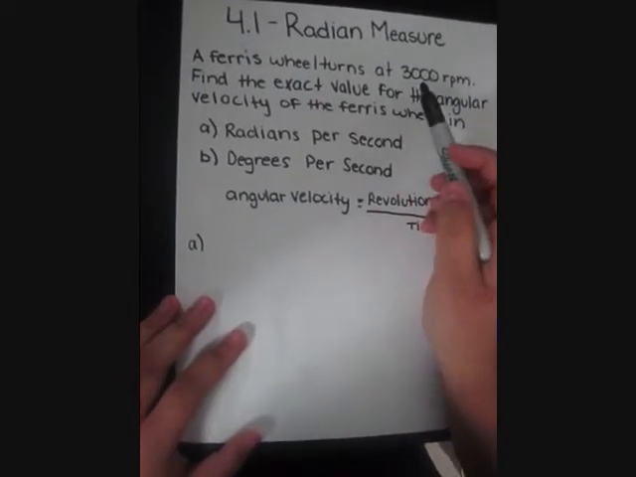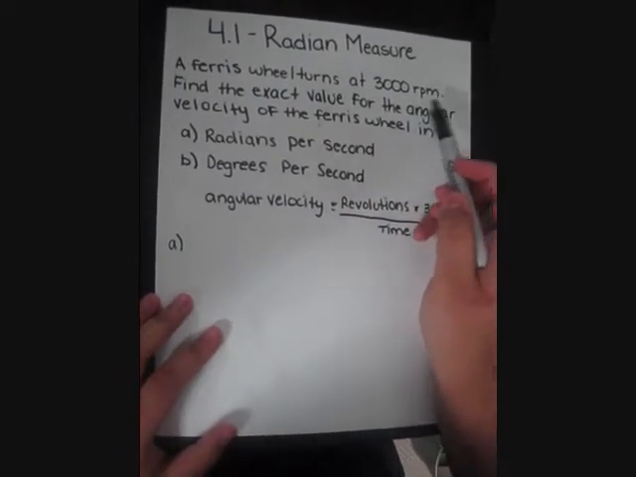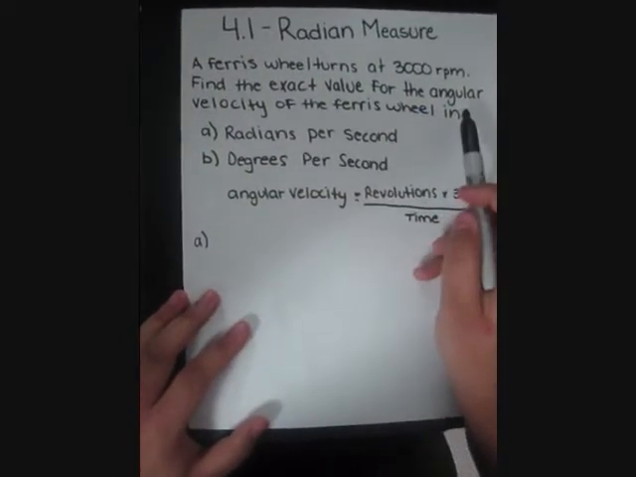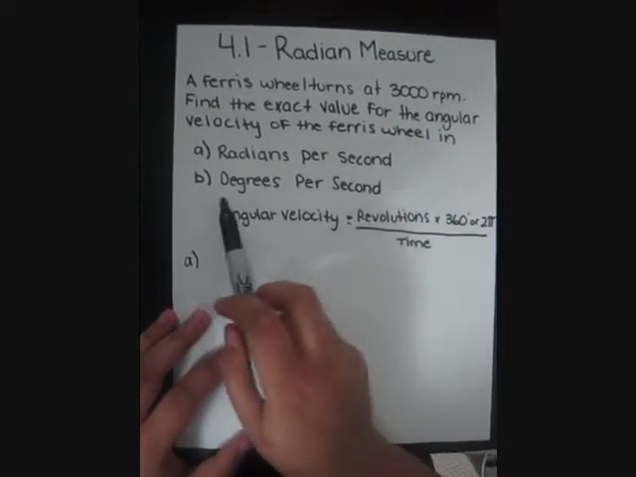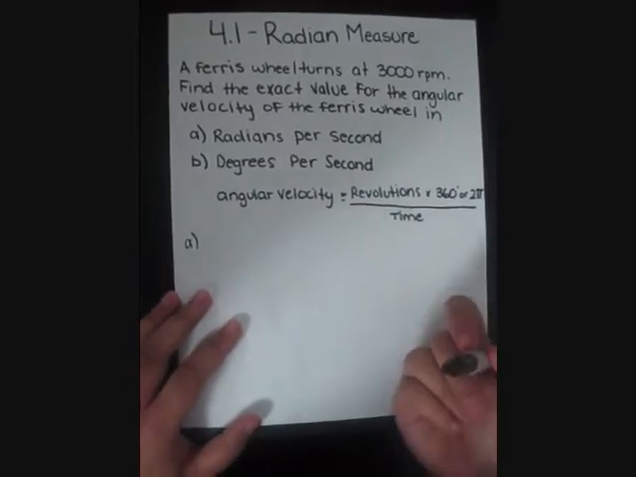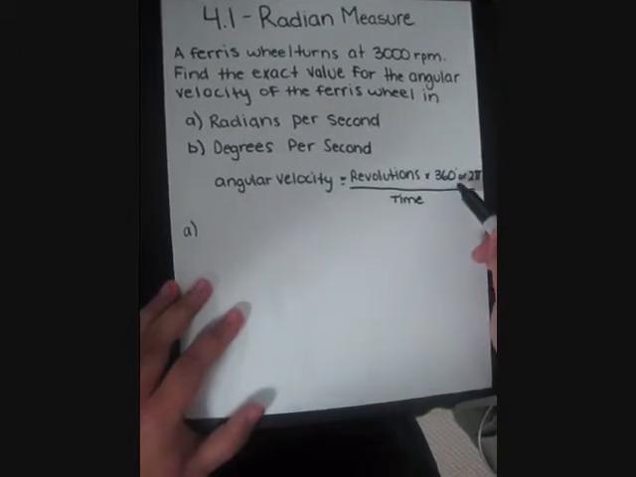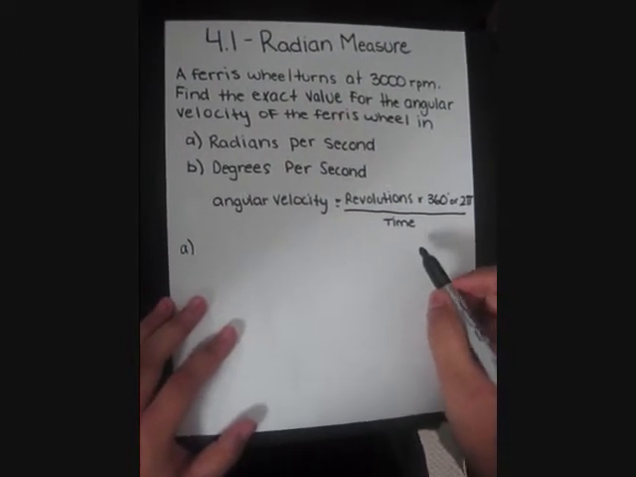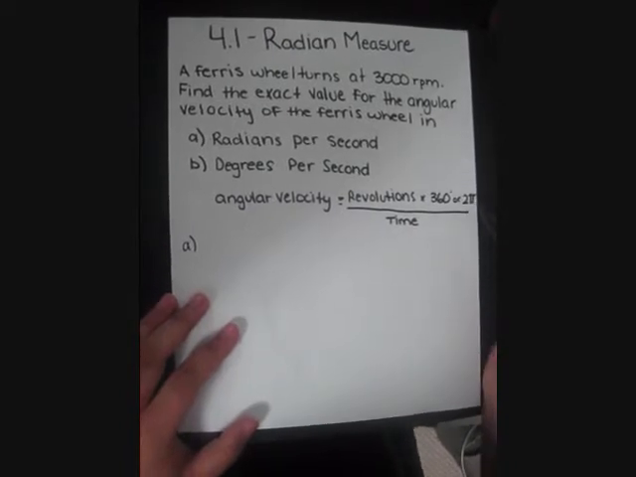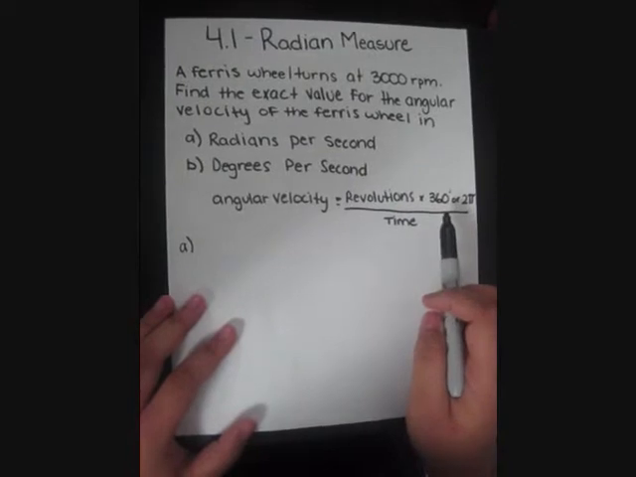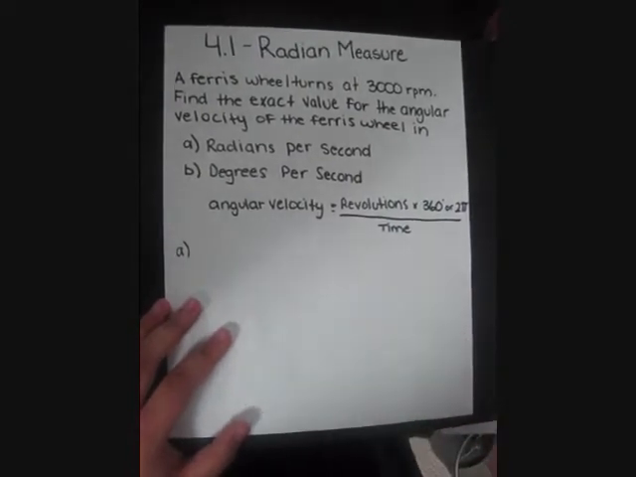A Ferris wheel turns at 3,000 revolutions per minute. Find the exact value of the angular velocity of the Ferris wheel in A, radians per second, and B, degrees per second. So we know that the formula for angular velocity is revolutions times 360 degrees, or 2 pi, all over time. So for A, we'll be using 2 pi because it's in radians, and B, we'll be using 360 degrees because we're looking for degrees per second.